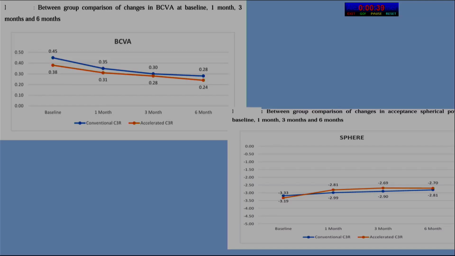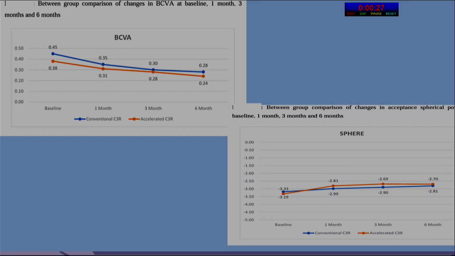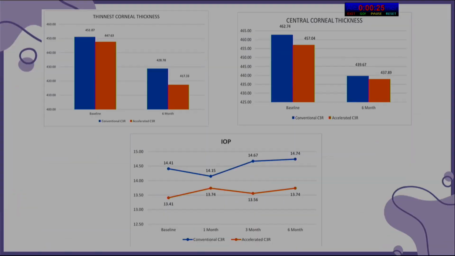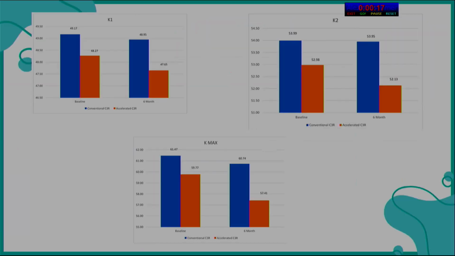In the BCVA and the spherical and cylindrical, we did not find any significant difference between the 2 groups, although in both the methods there was a significant difference. There is significant improvement in the best corrected visual acuity and in the spherical and cylindrical power. In the thinnest corneal thickness, central corneal thickness, and the intraocular pressure, we did not find any difference between the 2 procedures. In K1, K2, Kmax also we could not find any difference.